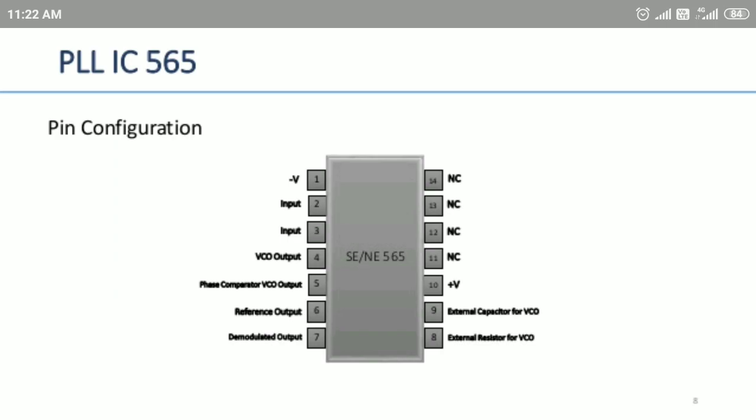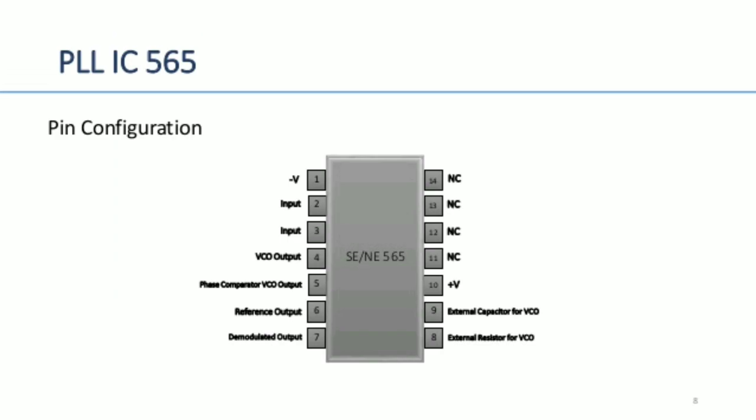Next is the PLL IC. We'll discuss the pin configuration of the phase locked loop IC, that is 565. It's a 14 pin IC. Pin number 1 and pin number 10 are the negative and positive supplies respectively. Pin number 1 is used for the negative supply, and pin number 10 is used for the positive one. Pin numbers 11 to 14 are not connected. As I said, all the ICs are designed with some standard packages, because of that these pins are there. So there are no connections for these pins.